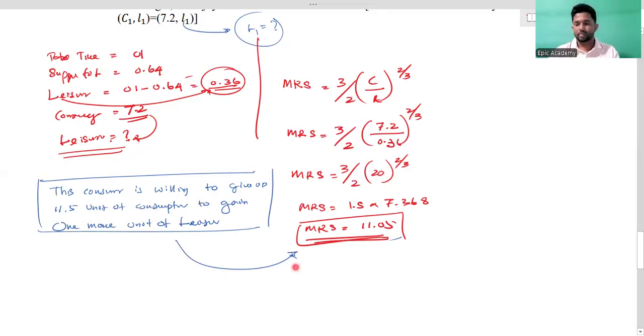Actually, this is the answer. That means this consumer is willing to give up or sacrifice 11.05 consumption to gain another unit of leisure. So that's the meaning of marginal rate of substitution. Okay with this one?